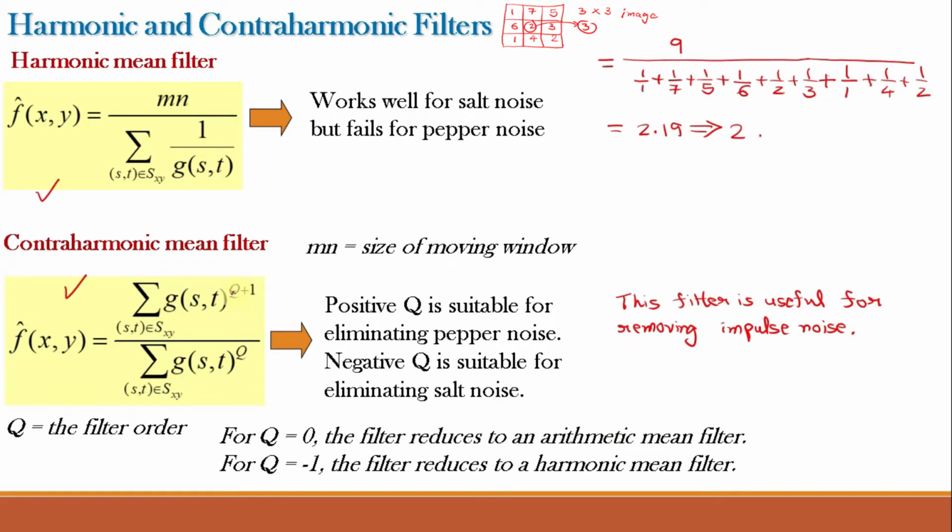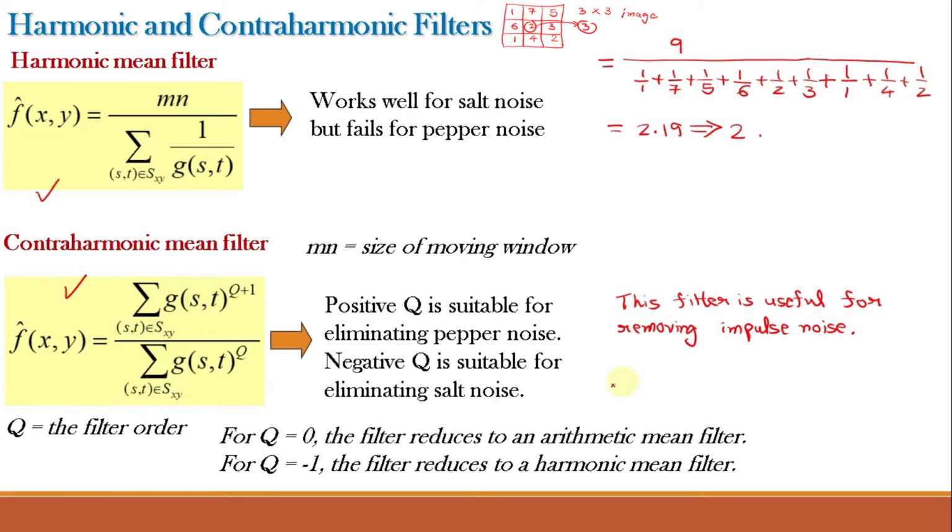Say if you keep Q equal to 0, this term will become g of st raised to 1, okay, and if you keep Q equal to 0 over here, that means this term raised to 0, that means it is 1, okay, so it will only remain this term, okay, and this term is nothing but the arithmetic mean filter. Similarly, if you place Q equal to -1, then the filter will reduce to a harmonic mean filter. Why? Because keeping Q equal to -1 over here, this will become 1 upon g of st, which is this, right? And this term will not be present.